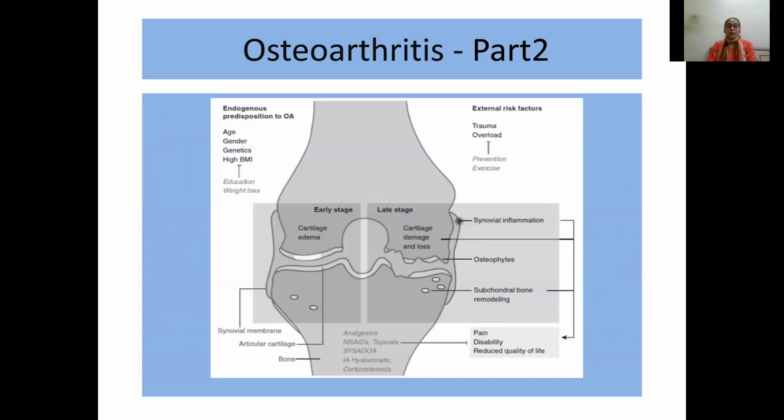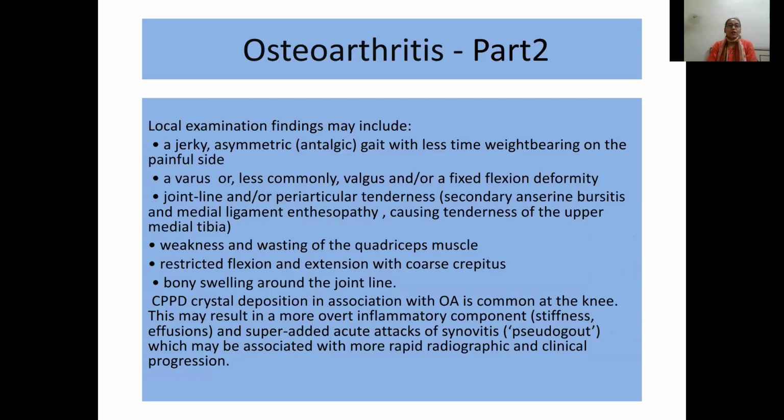Now this is the diagram for the changes which occur at the knee joint, and because of these the patient feels pain in the joint while doing all these activities. Now next is, what is the local examination?